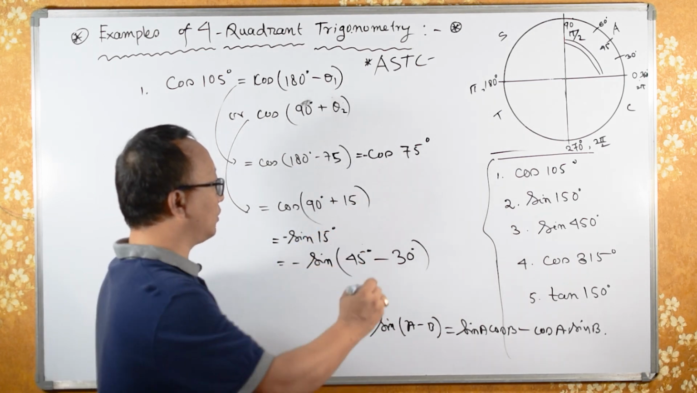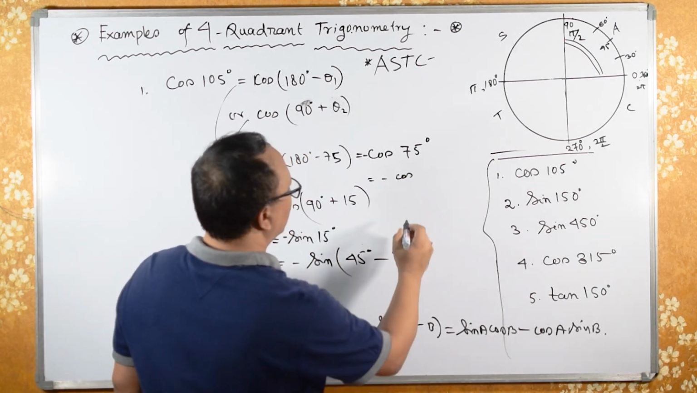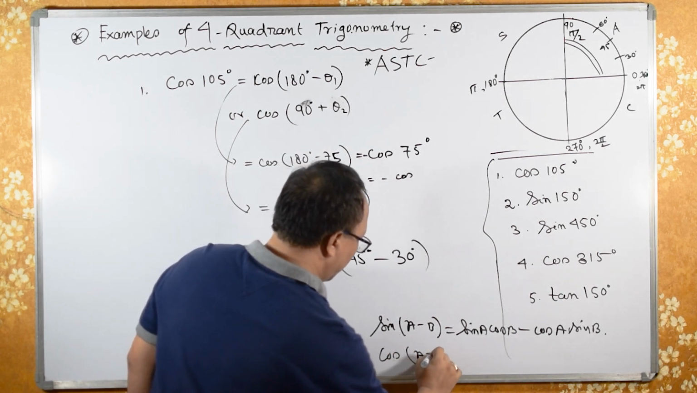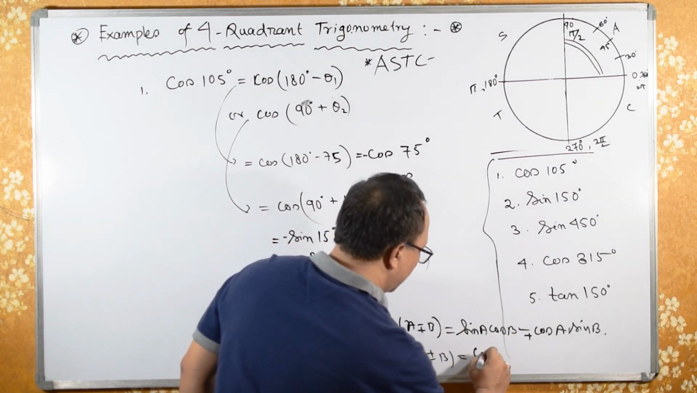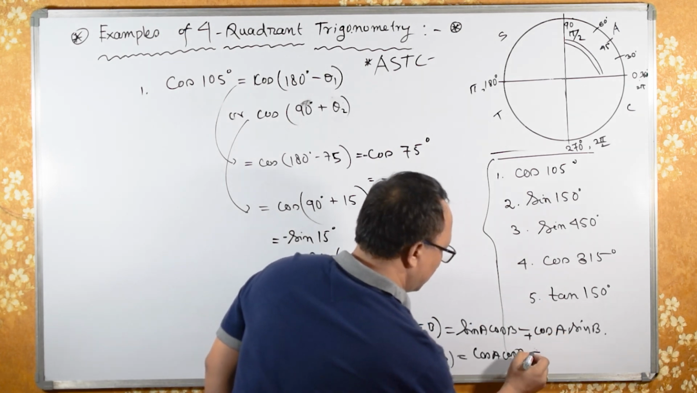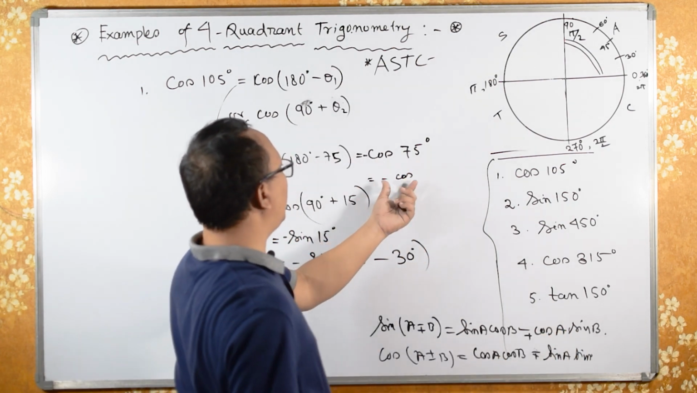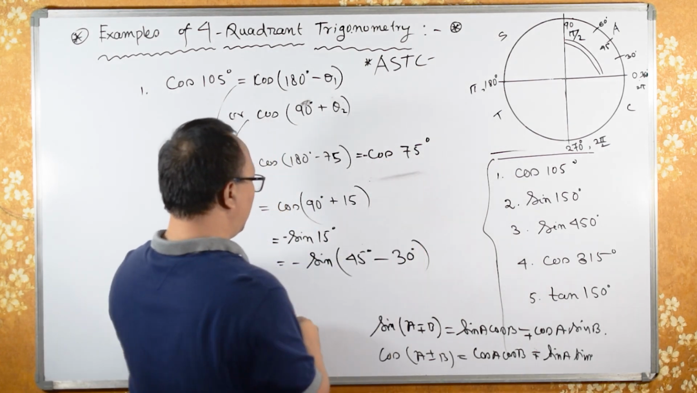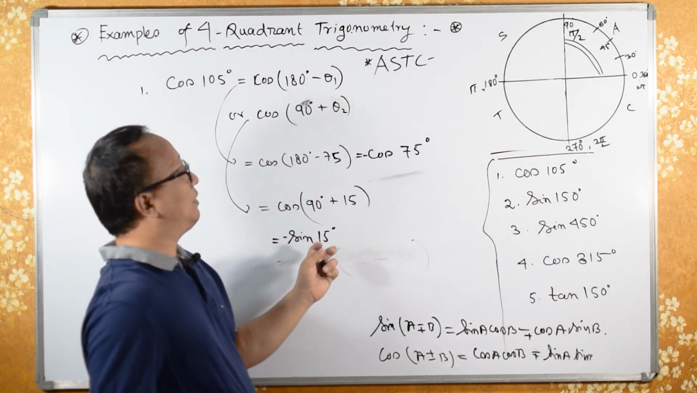Even for 75, we have the cos formula also. Cos of a plus or minus b is cos a cos b minus or plus sin a sin b. By applying that formula you can find it, or you can find cos 75 directly from the calculator. Here also you can find sin 15 directly from the calculator. These two values will be the same.